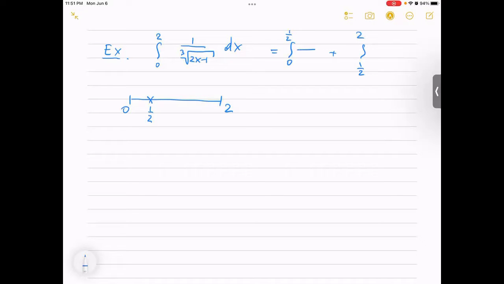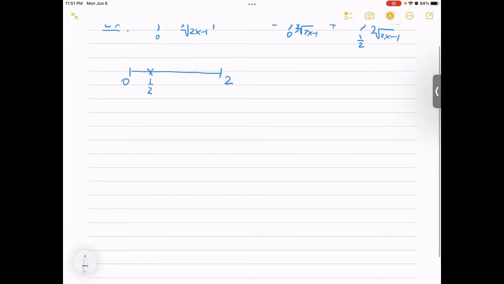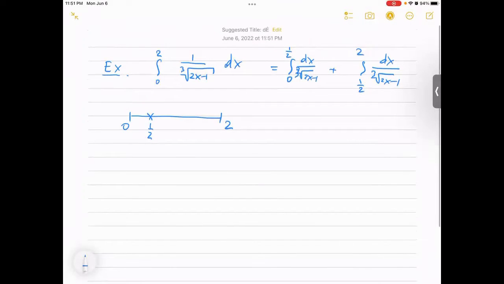Then copy what you have to copy. Copy again the function which we integrate. So let's concentrate on the first integral. The first integral is the integral from 0 to 1/2 of dx divided by the cube root of 2x minus 1. So we have a problem at 1/2.